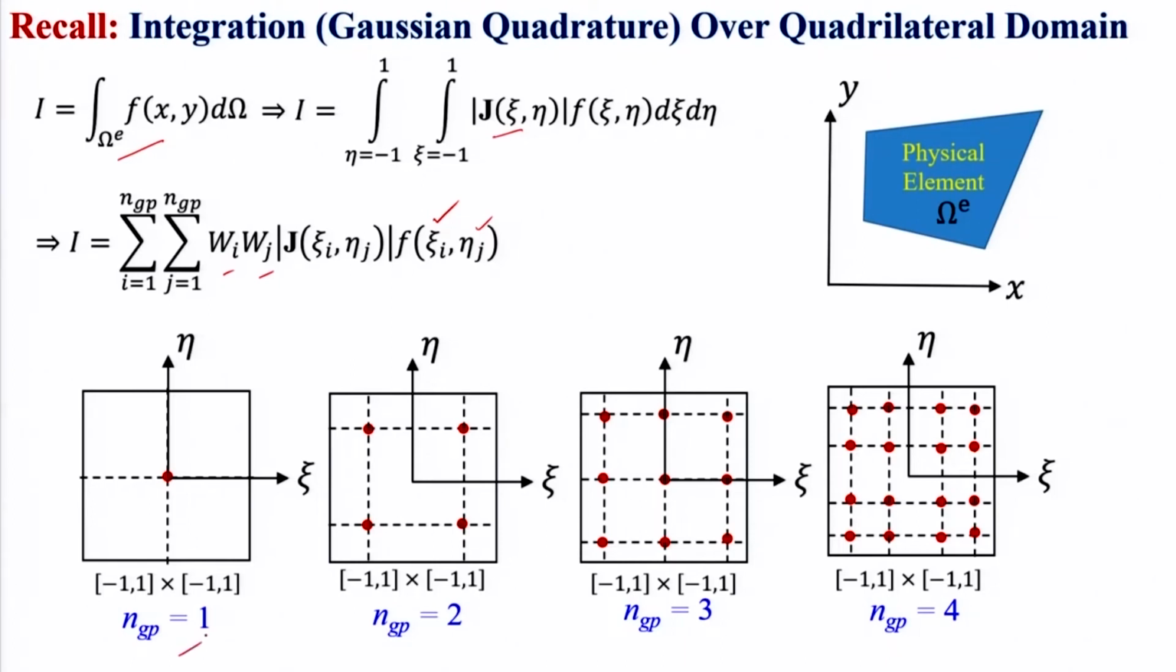So ngp equal to 1 means we have just 1 point. ngp equal to 2 means in the xi direction we have 2 points and in the eta direction we have 2 points, so the total number of points is 4. For ngp equal to 3, we have 3 points in the xi direction and 3 in the eta direction, and the total number of integration points is 9.